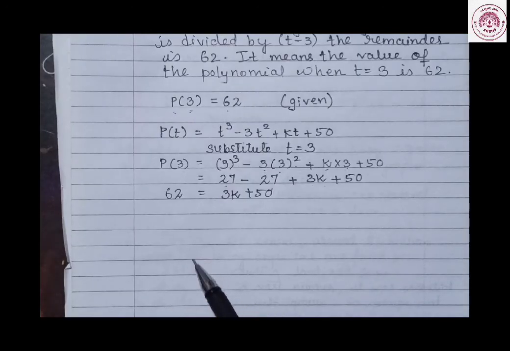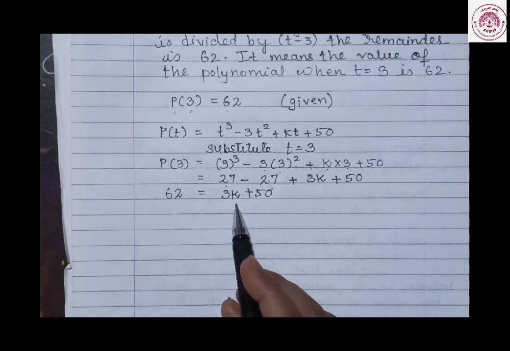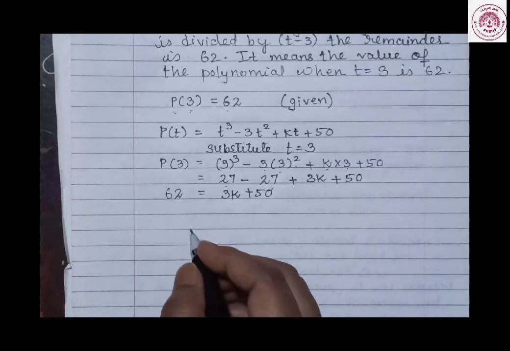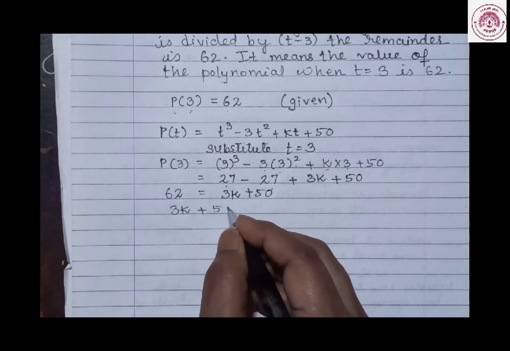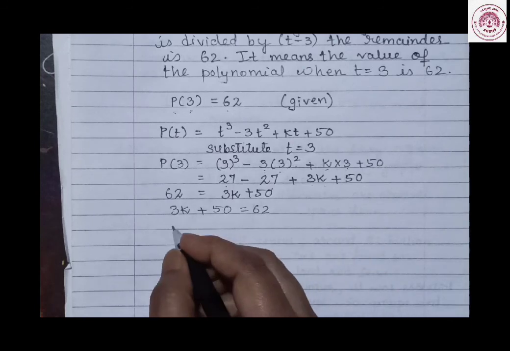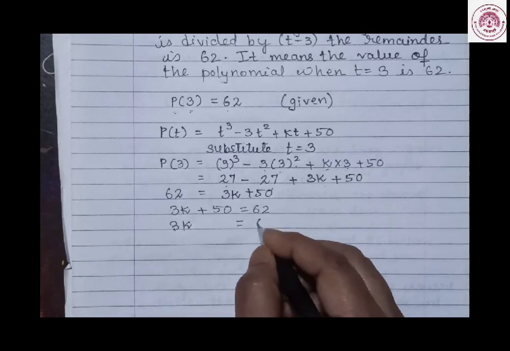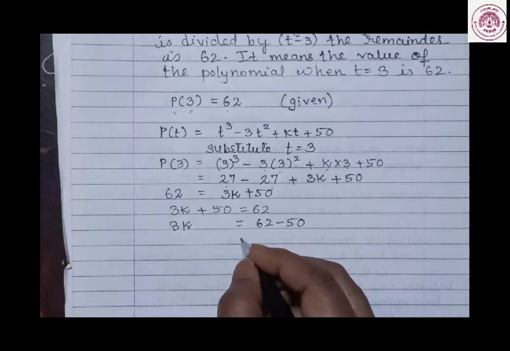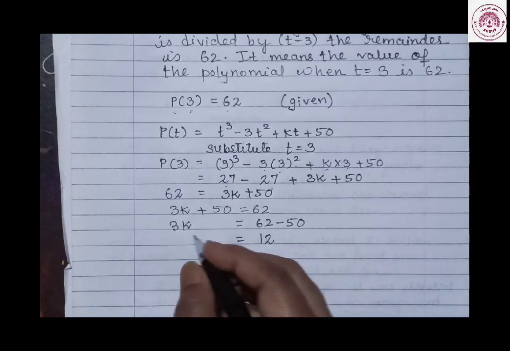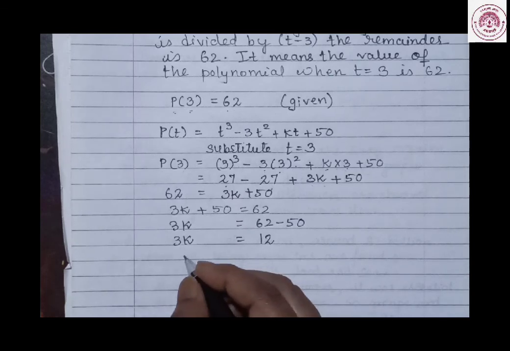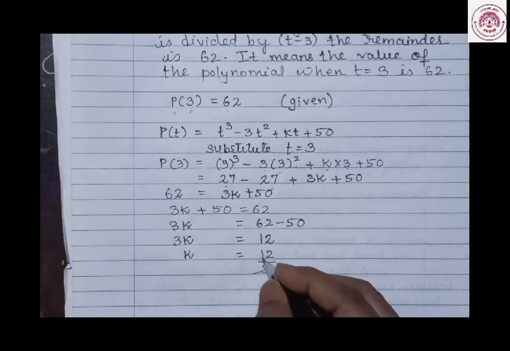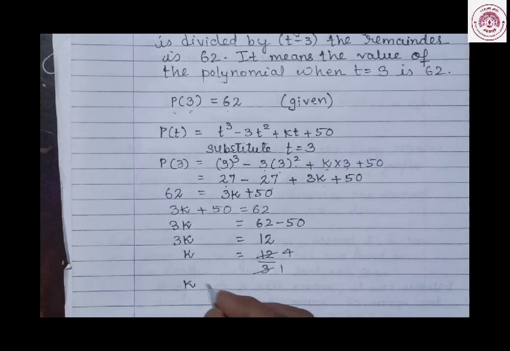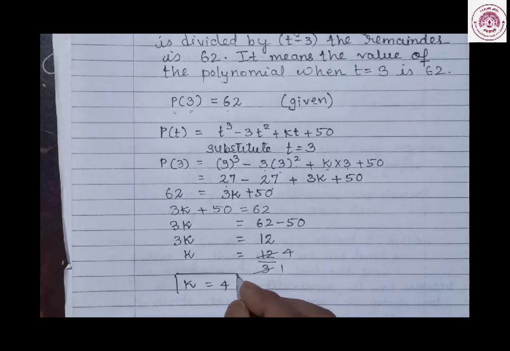So now we have a linear equation in one variable, that is k. Okay, so we'll solve it. 3k plus 50 equals 62 we have. So 3k equals 62 minus 50, which is equal to 12. So 3k equals 12, or k equals 12 upon 3. So 3 ones are 3, 3 fours are 12. So therefore the value of k is 4. Hence we got the value of k.